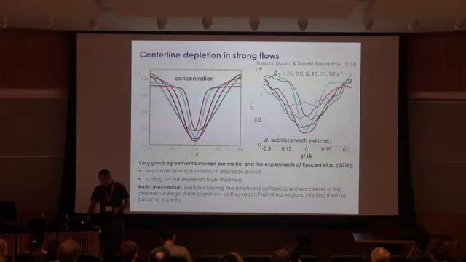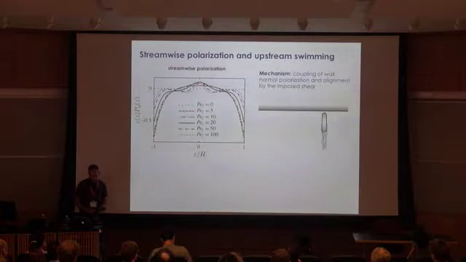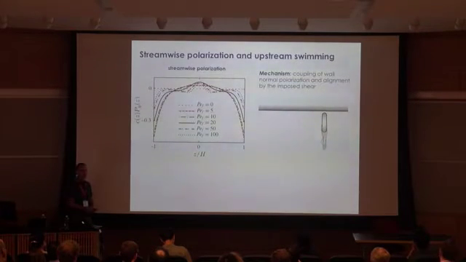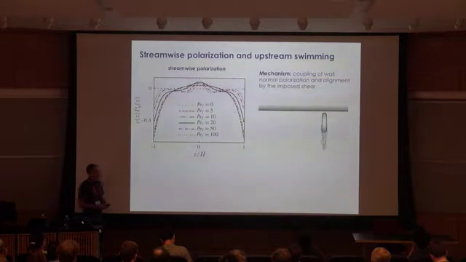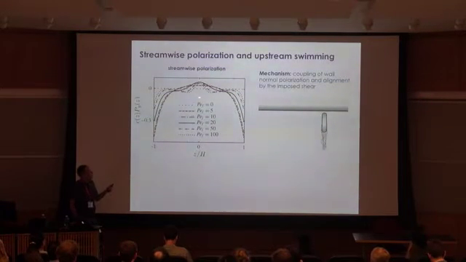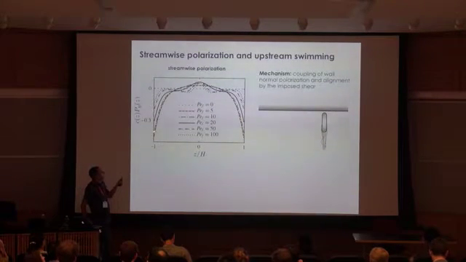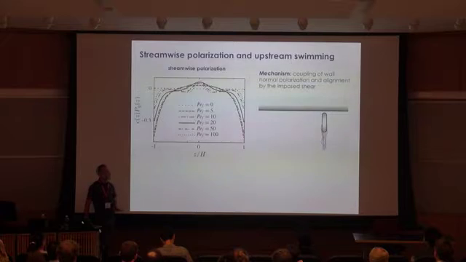One more effect I want to discuss in dilute suspensions is upstream swimming, which is something that some of you might have heard of before. If you put bacteria in a pressure-driven flow, they tend to swim against the flow. This has been seen in many experiments, and the mechanism is quite simple. Again, from our model, we can calculate the streamwise polarization across the channel, which is negative near the wall, so particles near the wall are swimming against the flow.